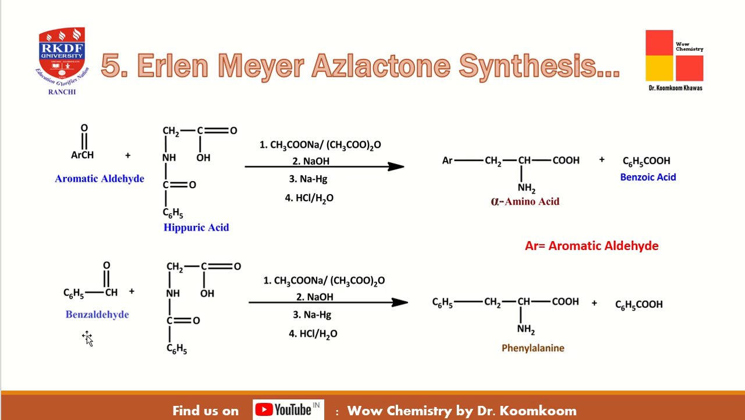For example, if I take benzaldehyde reacting with hippuric acid with the desired reagents, we will obtain phenylalanine. If I take here, for example, hydroxybenzaldehyde, then I'll obtain tyrosine.